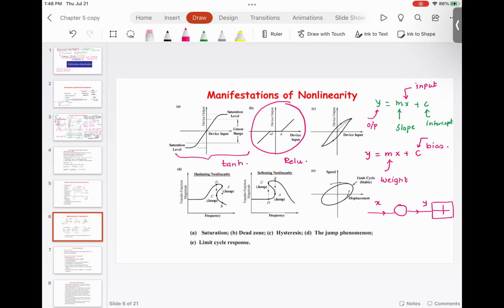So what that means is, once you have this system, a linear approximation plus a nonlinear activation function, you can approximate a nonlinear input to output relationship. That is the crux of neural networks.